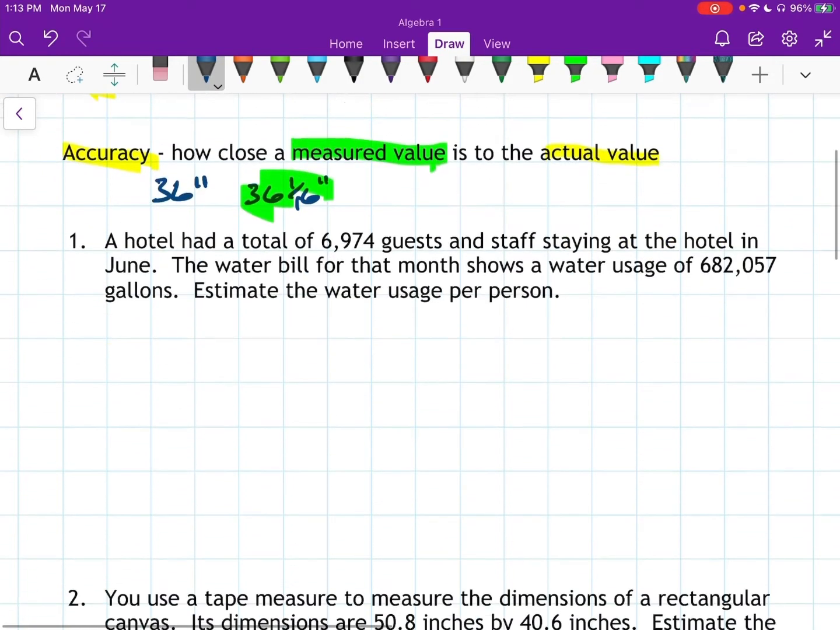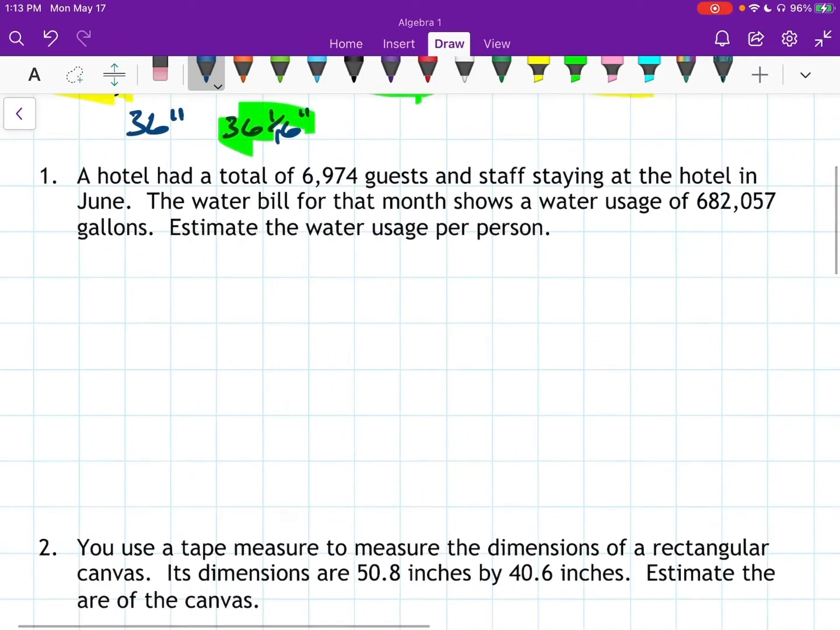So number 1 here. A hotel had a total of, I'm not even going to read that number, that many guests and staff staying at the hotel in June. The water bill for the month shows a water usage of that many gallons. Estimate the water usage per person. Now we're talking about precision and accuracy, so let's think about these numbers real quick. The number of guests, or the number of people, that's probably correct, right? There's not a half person, right? There's not a quarter person. So we're going to say there's exactly 6,974 people.